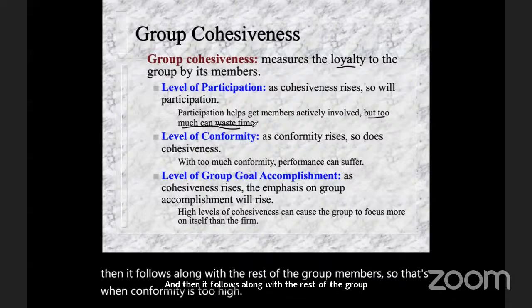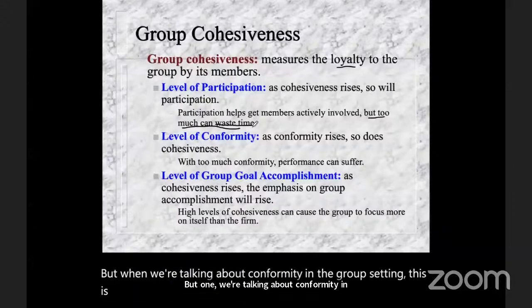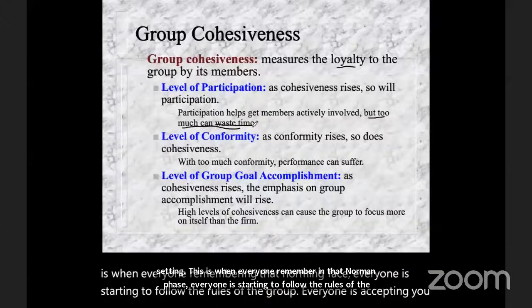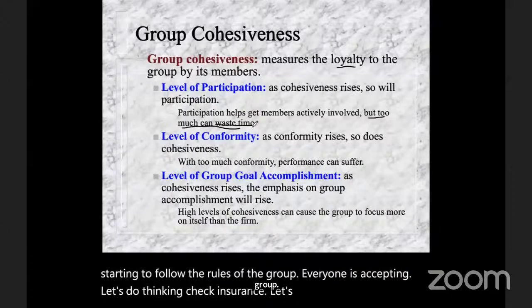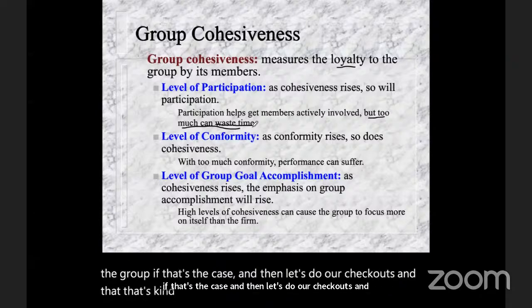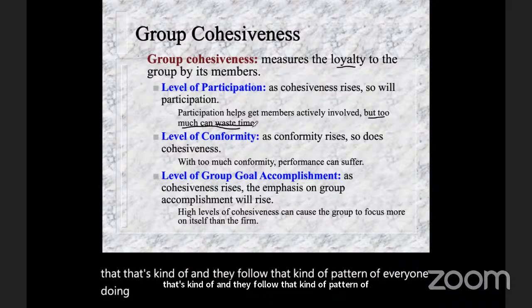But when we're talking about conformity in the group setting, remember in that norming phase, everyone is starting to follow the rules of the group. Everyone is accepting, let's do thinking check-ins, let's do the educational part of the group if that's the case, and then let's do our checkouts. They follow that kind of pattern of everyone conforming to the group expectations.